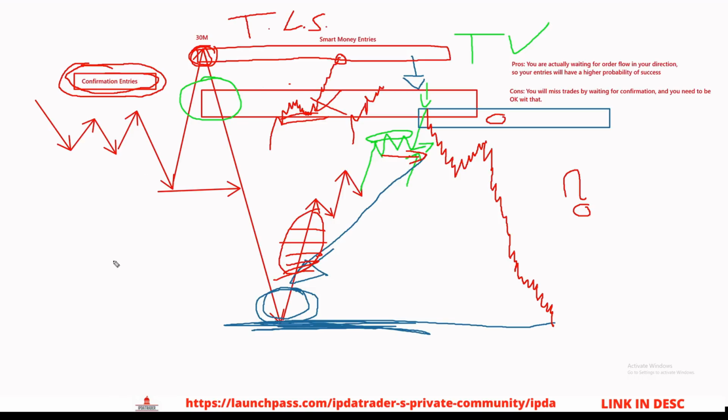You have to learn to understand these two different types, right? Risk entries and confirmation entries, and you have to know when is it better for you to use a risk entry, and when is it going to be better for you to actually wait for confirmation, right?